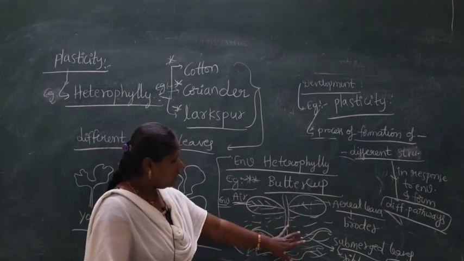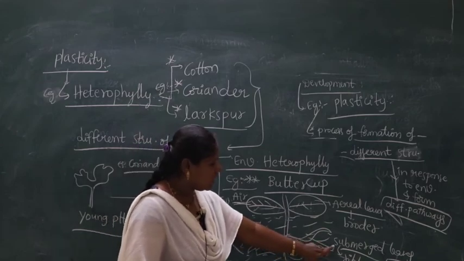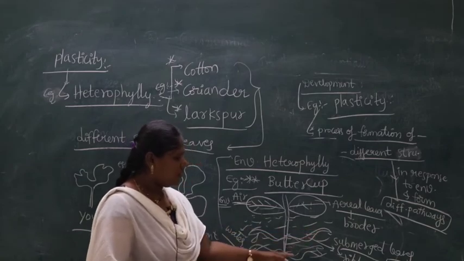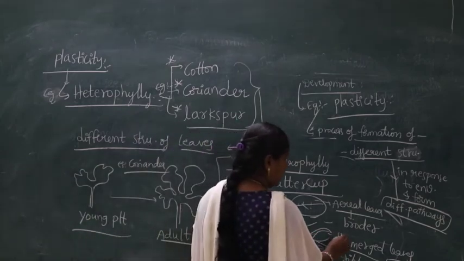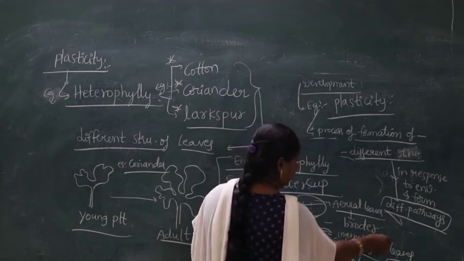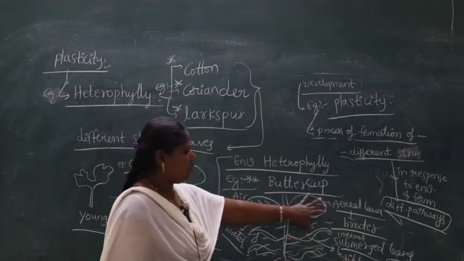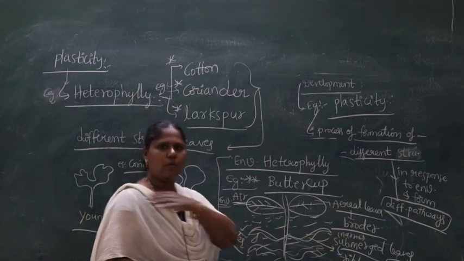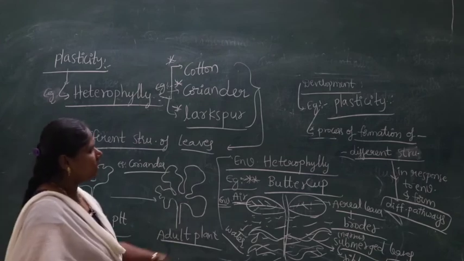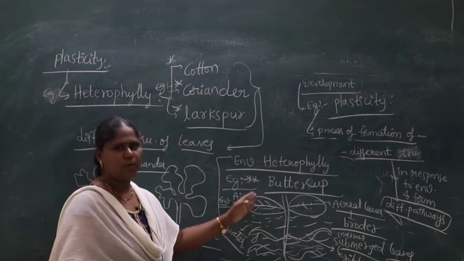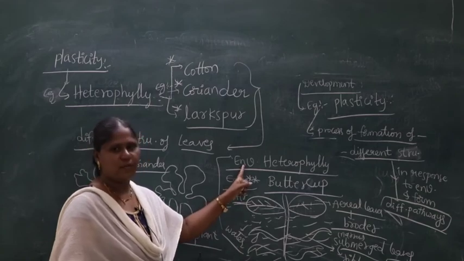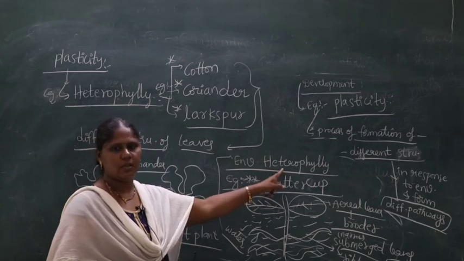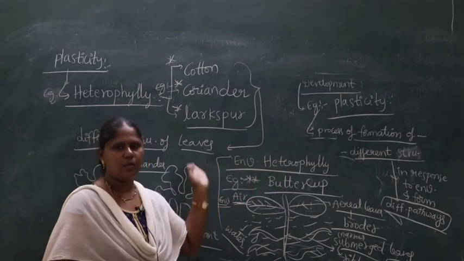That means in water you can see submerged leaves. Submerged leaves are ribbon shaped. They are narrow. Aerial leaves are broader and submerged leaves present in the water are narrow. Why is there a difference in the shape of the leaves? It's because of the environment. That's why it's called environmental heterophily. What is the best example for this? Buttercup.